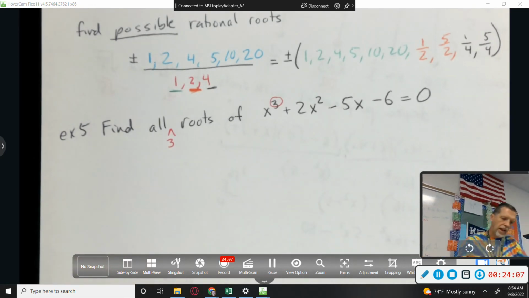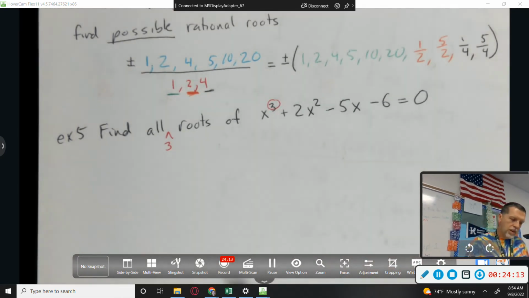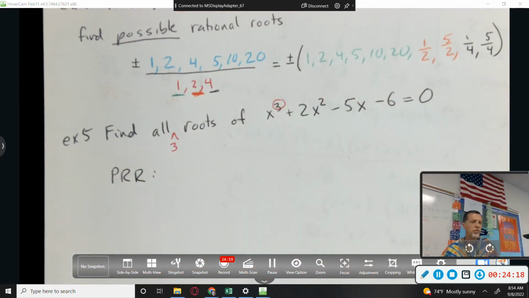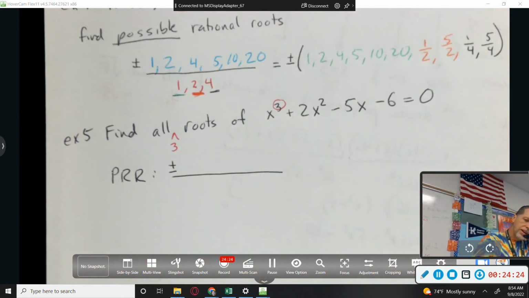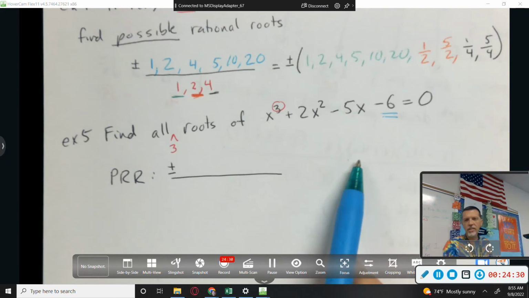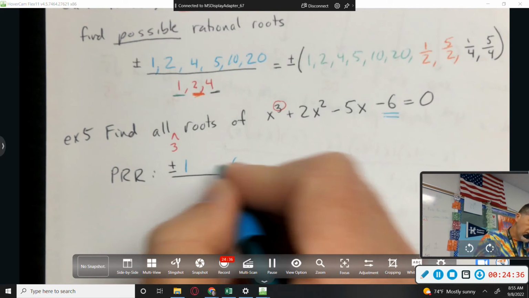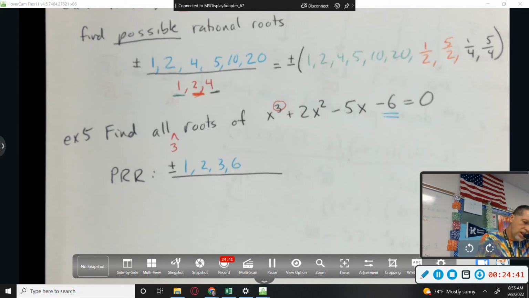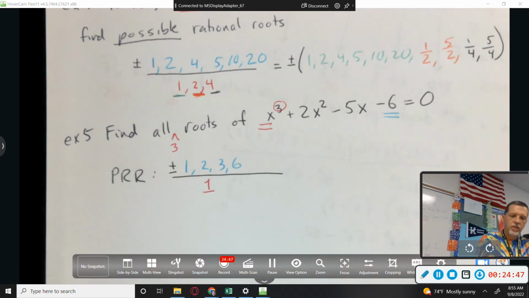Yeah, but it won't factor. I don't have a calculator. So I could just start randomly guessing numbers, but that doesn't seem like a good plan. Let's list out the possible rational roots. So plus or minus, factors of the last. I don't really care that it's a -6 because I've got plus or minus already there. So 1 and 6, 2 and 3. And factors of the first, well, that's just 1, so this is a lot easier to deal with.